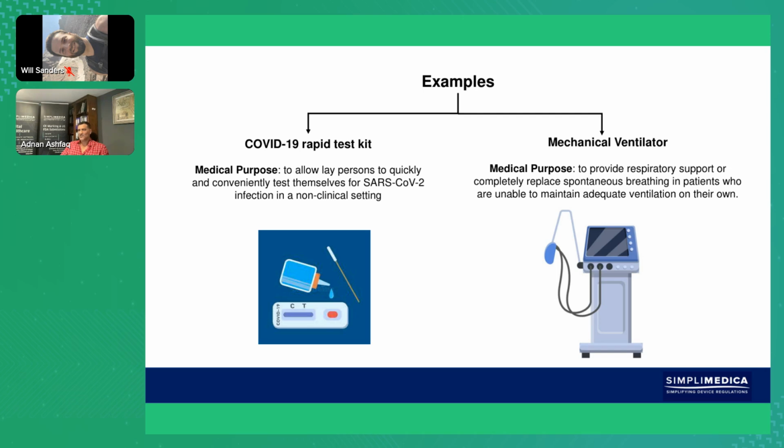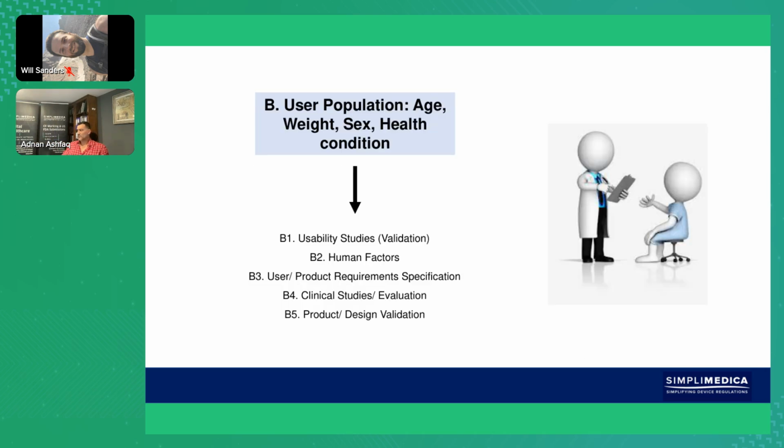Now, the intended use statement will look slightly different as we go through each of these, because then we start looking at the user population: the age, the weight, the sex, the health condition. The important thing, and this is why I wanted to correlate the intended use with all of the other activities in your development lifecycle, is that these factors are going to feed into usability studies. Human factors is also going to feed into your product requirement specification, your clinical studies evaluation, and your product design validation.